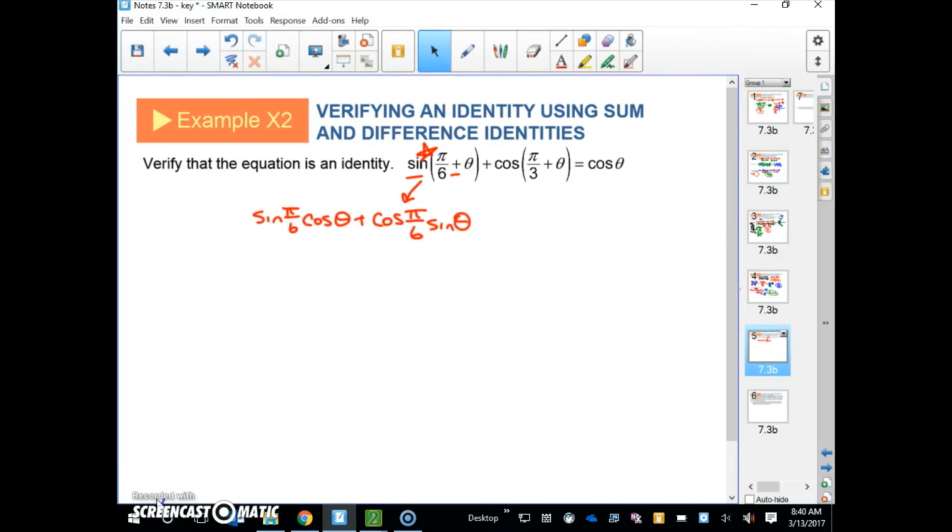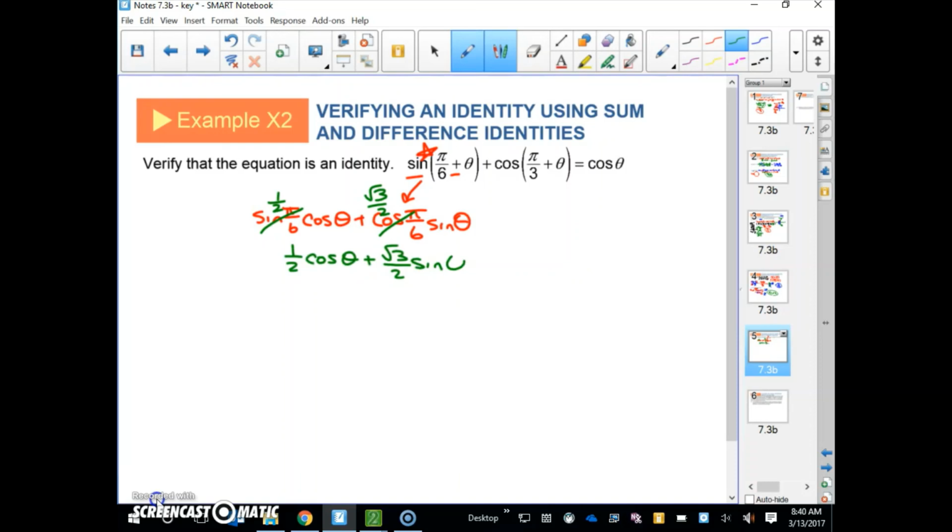Okay? So we can simplify that. I know sine pi over 6 is 1/2. And cosine pi over 6 is square root of 3 over 2 from the chart. And so that would be 1/2 cosine theta plus square root of 3 over 2 sine theta. But basically, we want to do the exact same thing with that cosine.